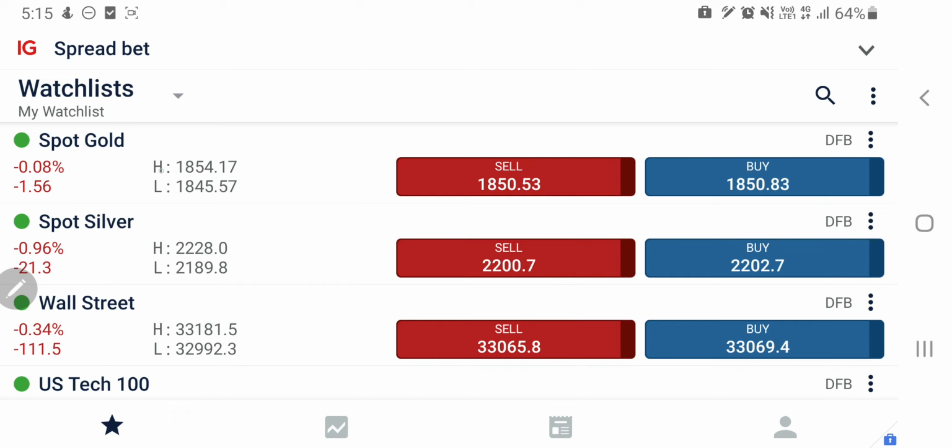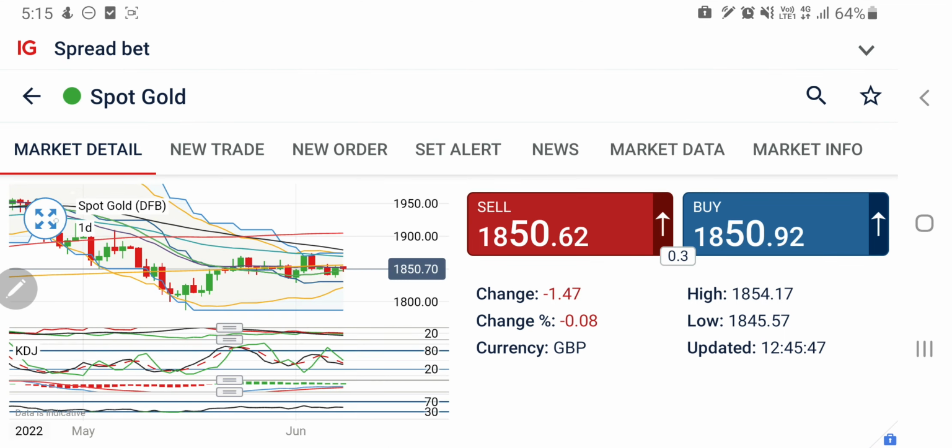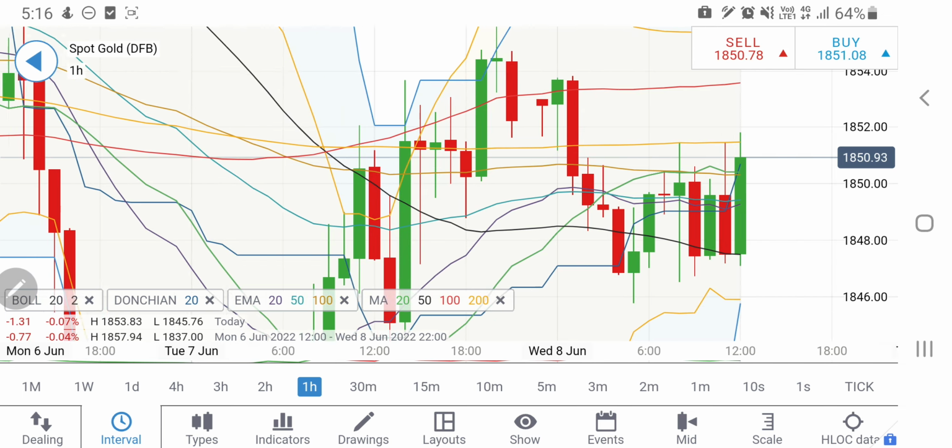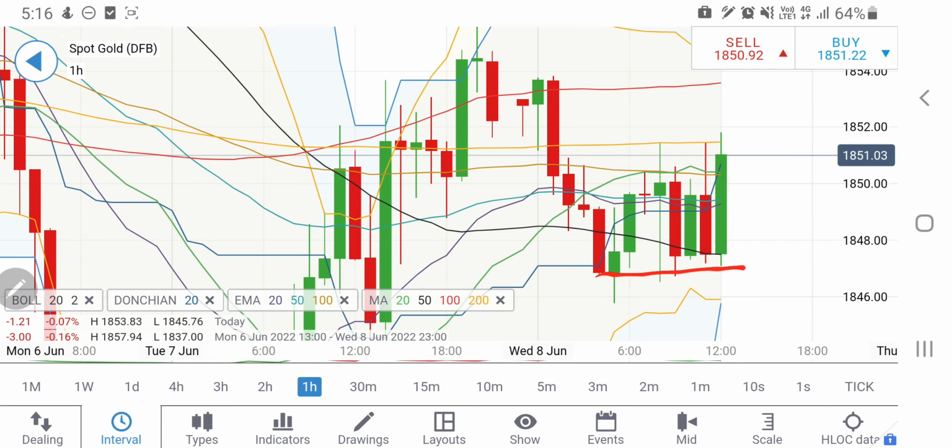Let's start the day with gold first. Gold right now is trading at 1851 levels. Now look at the hourly charts. There is a clear resistance, or rather I will say support, here at 1847 levels, and 1847, 1848 is the zone we have to watch out for.